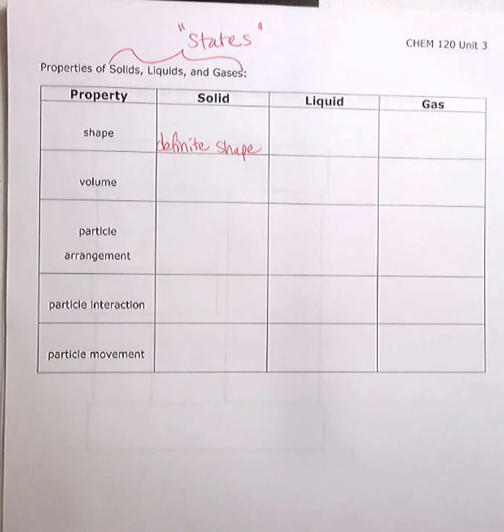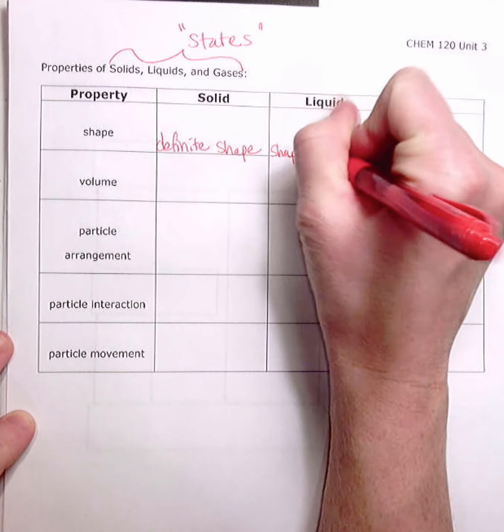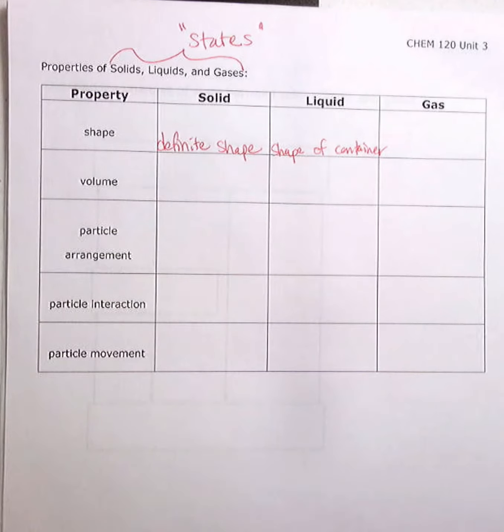Now liquids, on the other hand, this is where you might get into trouble if you have kids and they want to play with water and they don't understand that water can be very destructive. But liquids take on the shape of a container. Gases also take on the shape of the container.